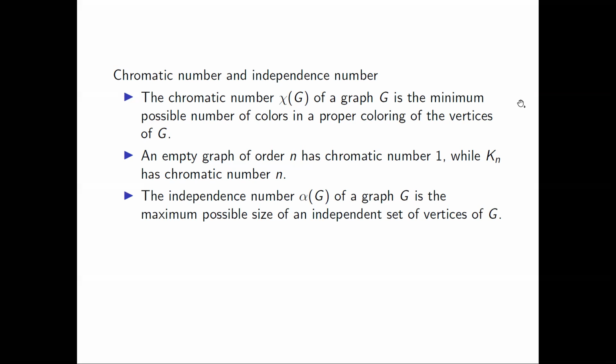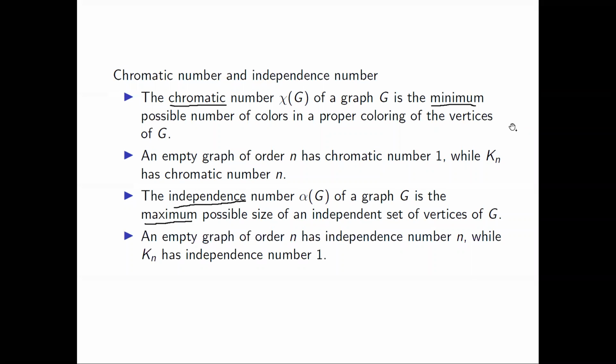We also can define the independence number of a graph to be the maximum possible size of an independent set of vertices of G. So note that the chromatic number was a minimum and the independence number was a maximum. For those examples that we saw before, the empty graph and the complete graph, the empty graph of order n has independence number n, because we can take all the vertices in the graph as our independent set, and we're trying to maximize the size. So the maximum size is everything.